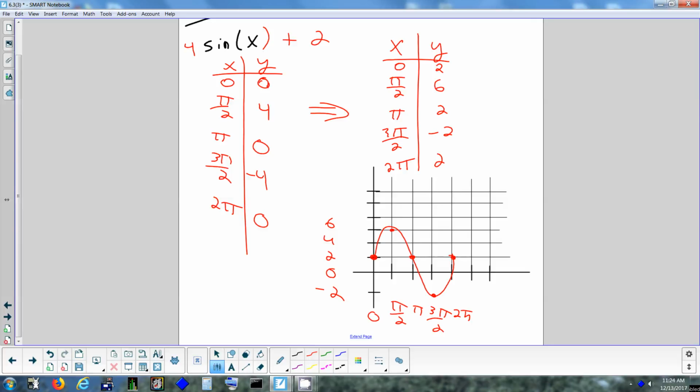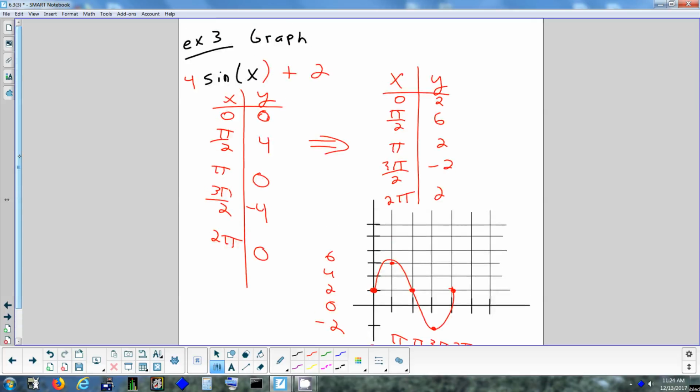What's the period of that? So the period is how far it goes before it repeats itself. 2 pi, we didn't affect the period at all. Remember, period change would be right inside there. It would be the number in front of x. There's no number in front of x other than a 1. Any questions on that?